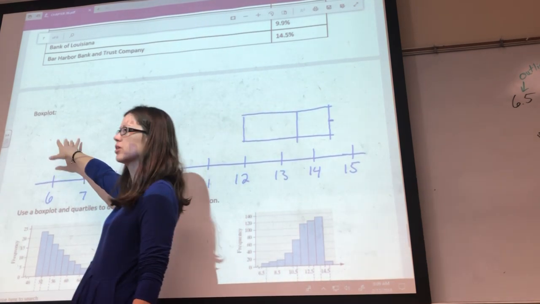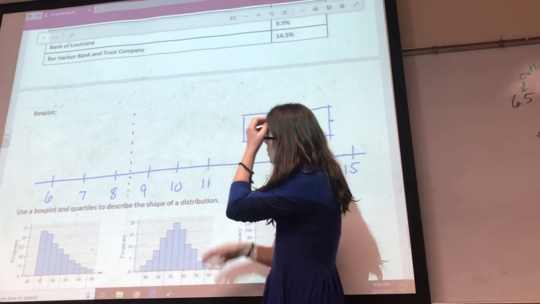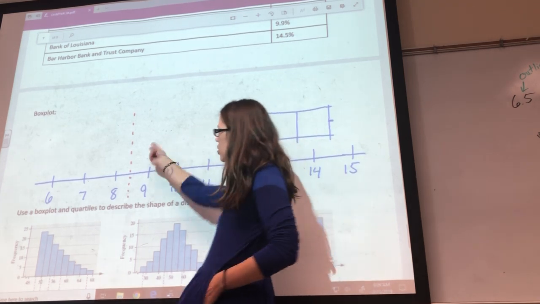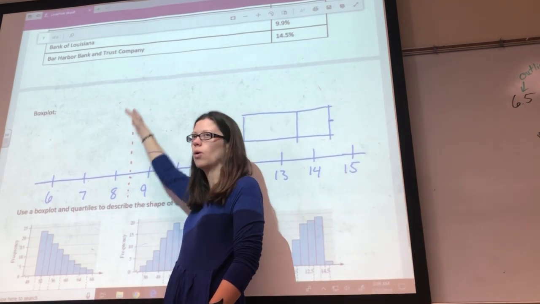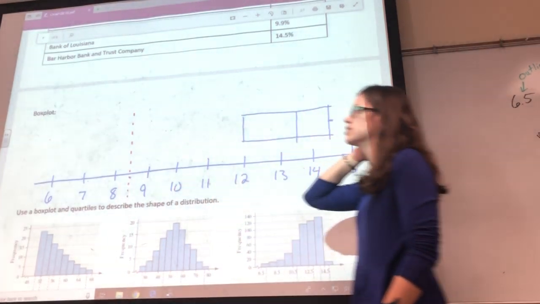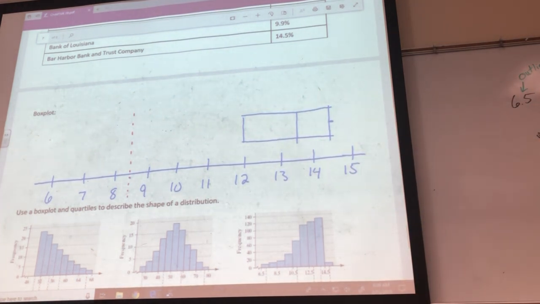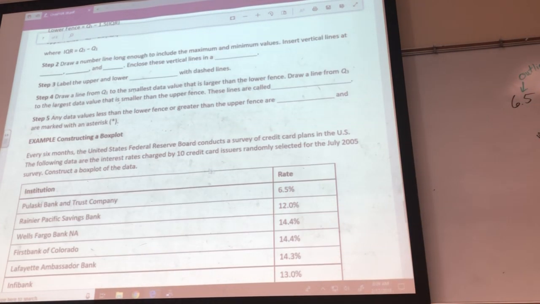It can't go all the way over here to 6.5. So I have to determine how far out my whisker is going to go. I don't want it to go all the way to the fence. I want it to go to the, let's see, how do I word it? They word it kind of funny. The smallest data value that is larger than the lower fence. So basically the smallest data value that is not an outlier is what I'm looking at.